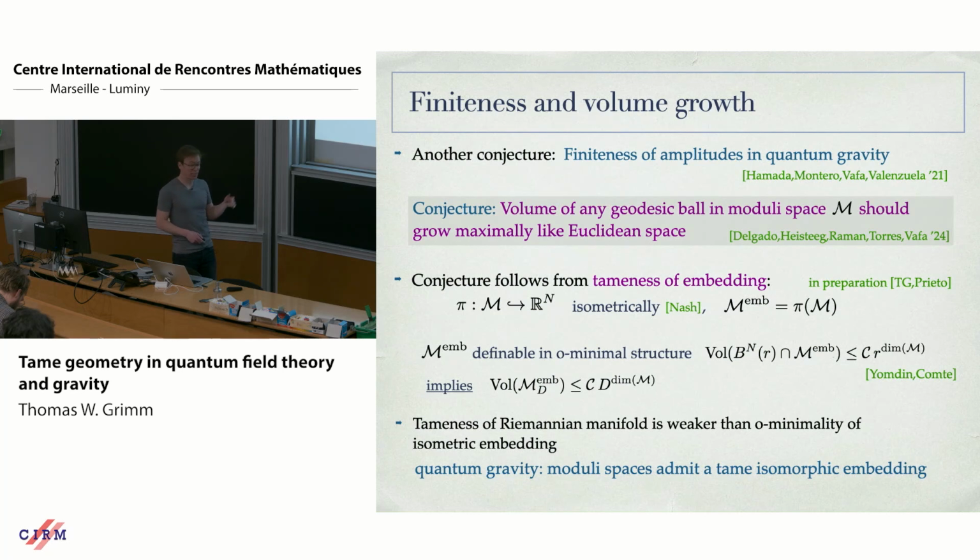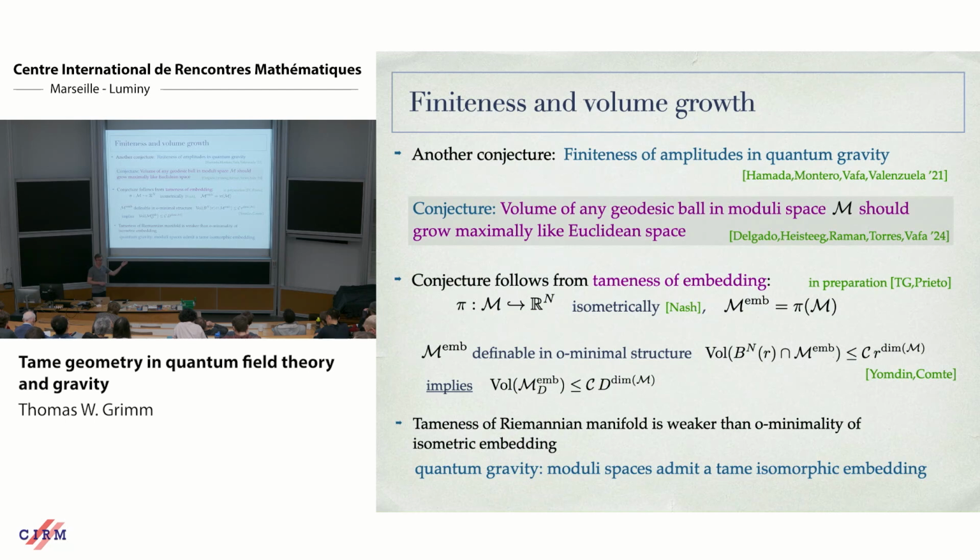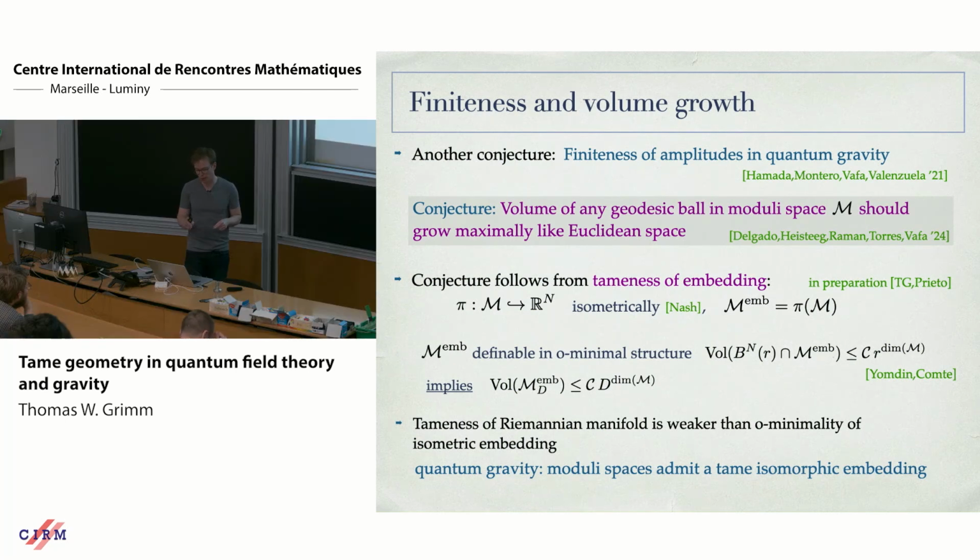But it implies that when we talk about quantum gravity moduli spaces, which I didn't define, we actually should think about their tame embeddings as a condition. So again, we see that one of these conjectures, which was made completely independently of any tameness, relates very naturally to these concepts. So to conclude, I'm over time.